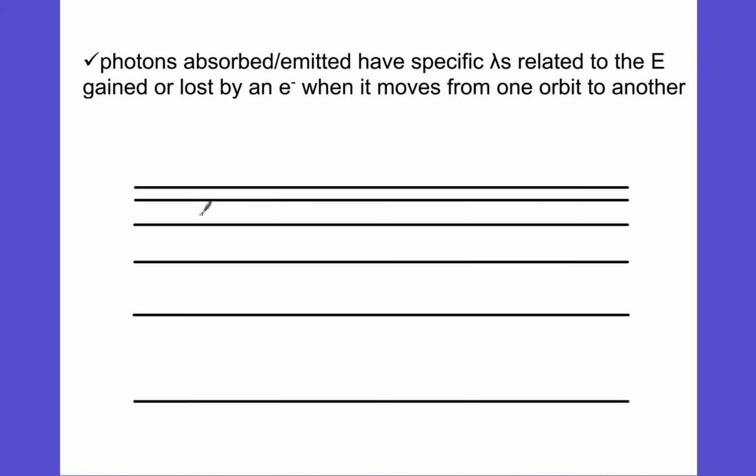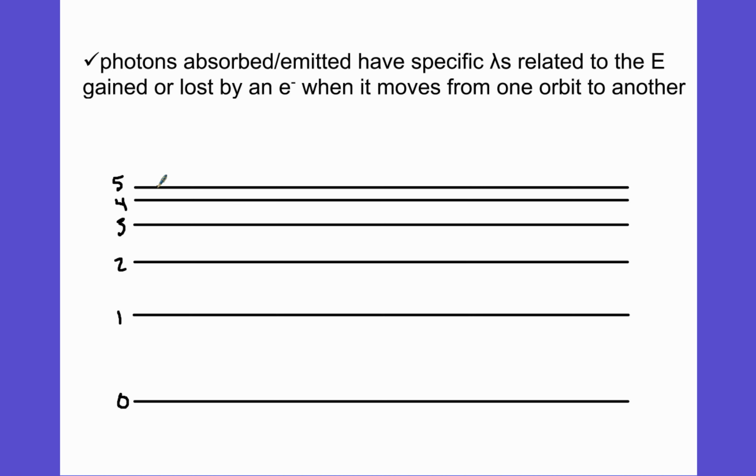So this is actually the same picture, right? But we're going to take it to the next step, right? Photons absorbed and emitted have specific wavelengths related to the energy gained or lost by an atom when an electron moves from one orbit to another. So think of this as that hydrogen atom from before. I have that ground state down here, right? And then I have 1, 2, 3, 4, 5 different excited states that an electron can be in.